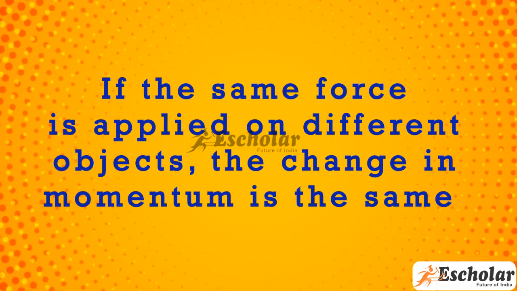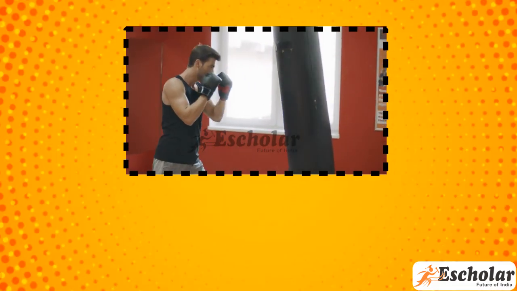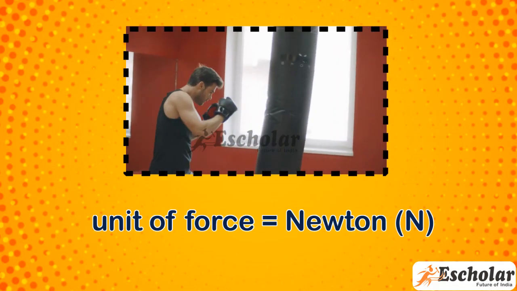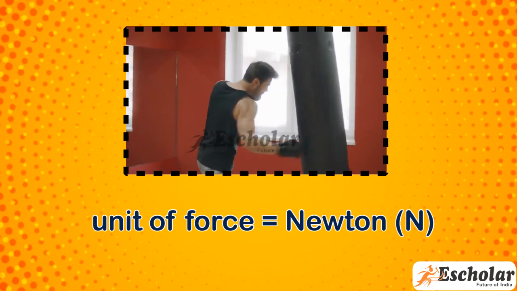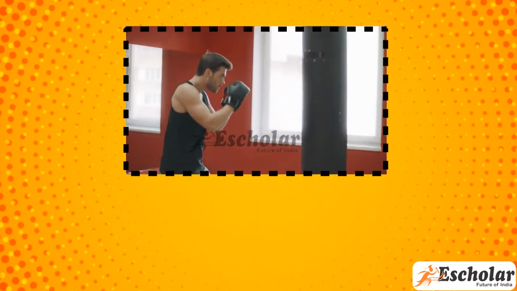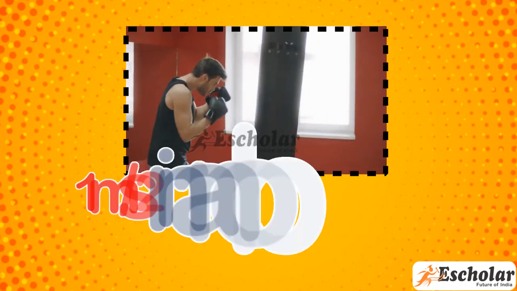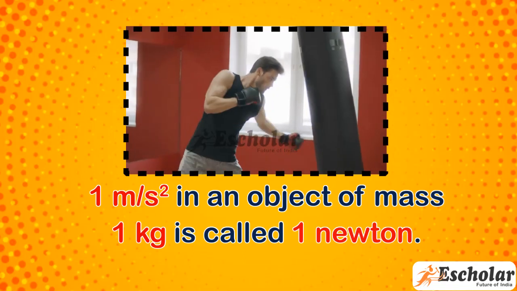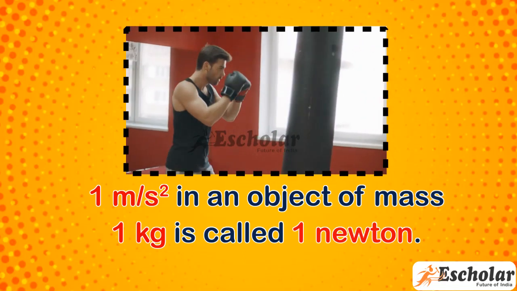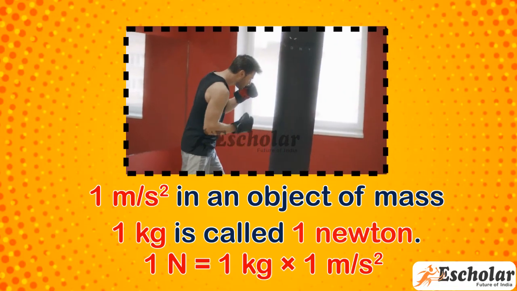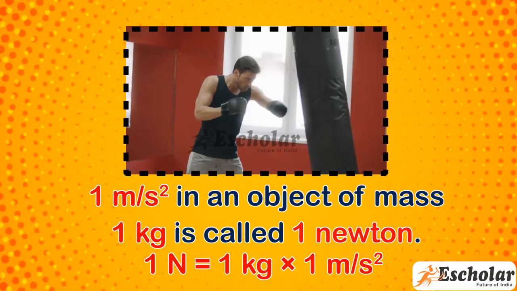The same force is applied on different objects, the change in momentum is the same. In the SI system, the unit of force is Newton (N). The force necessary to cause an acceleration of 1 meter per second square in an object of mass 1 kg is called 1 Newton. 1 Newton equals 1 kg × 1 meter per second square.